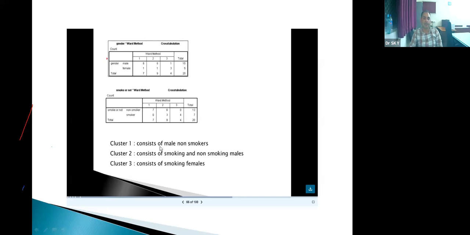So this way we can have clusters. We have made these 3 clusters, and cluster 1 we have named as consisting of male non-smokers. Cluster 2 consists of smoking and non-smoking males. And this one consists of smoking females only. So you can see that there are 4 female smokers, and all the females are smokers.